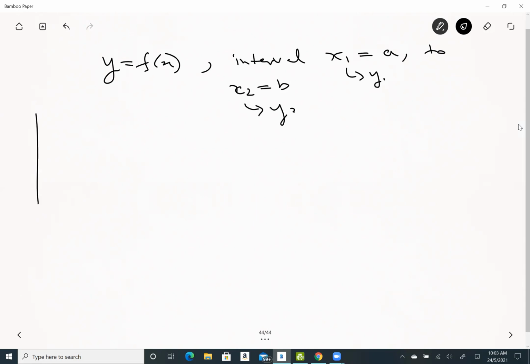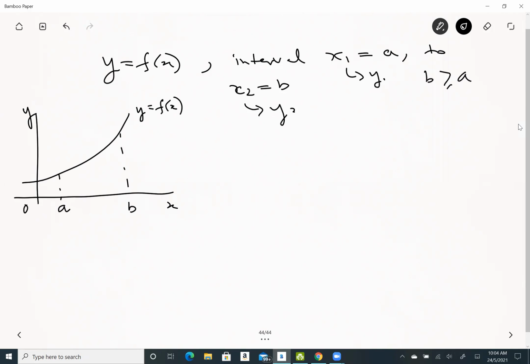Graphically, it will be something like this. You have the graph with x and y axes and origin 0. Let's say the curve looks like this, y equal to f of x. We look at x1 equal to a, so we call it a, and then x2 equal to b. Of course, b is bigger than or equal to a. That's the interval, which we call the interval AB.